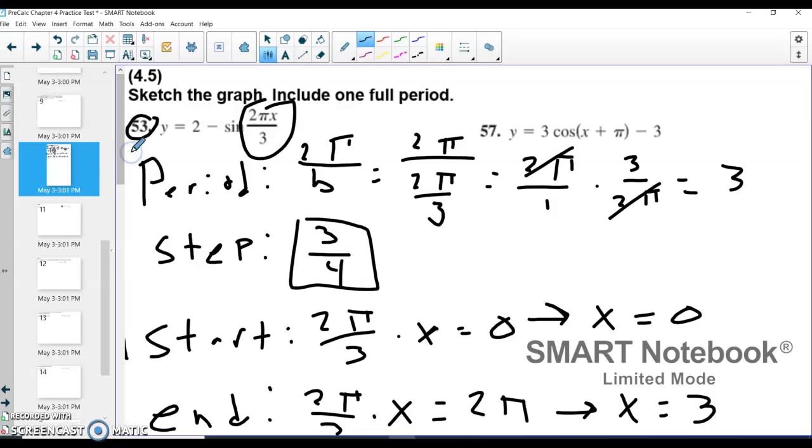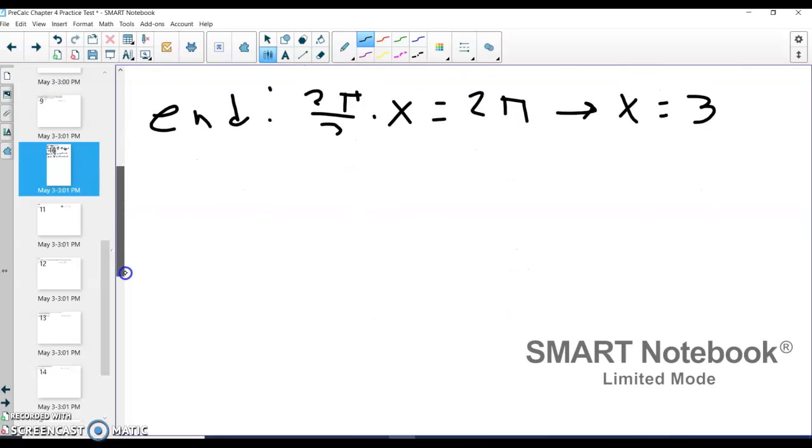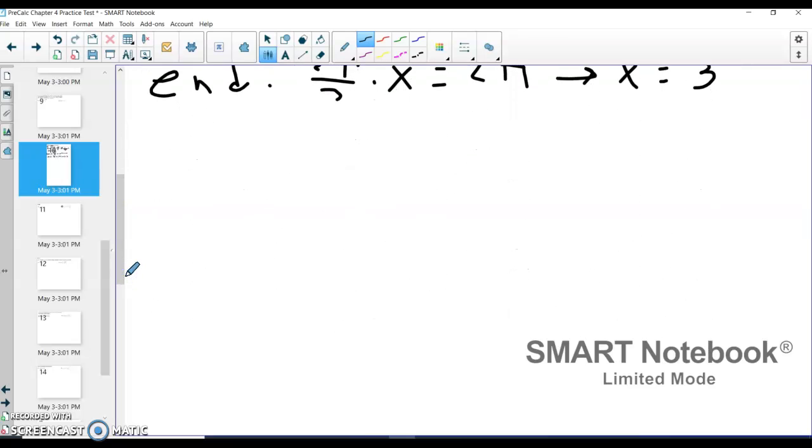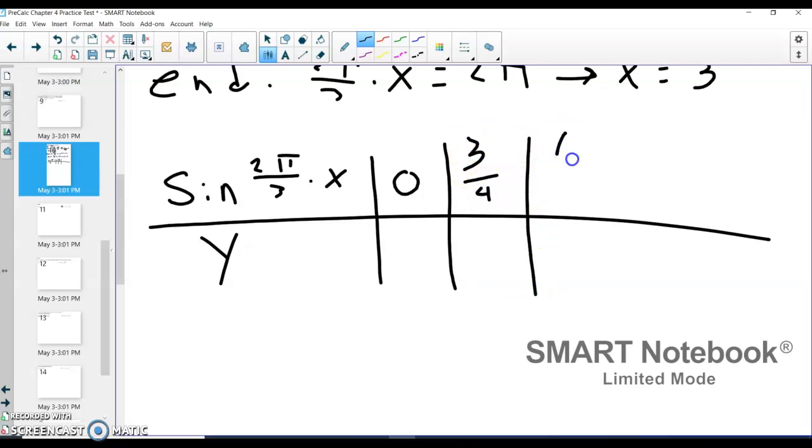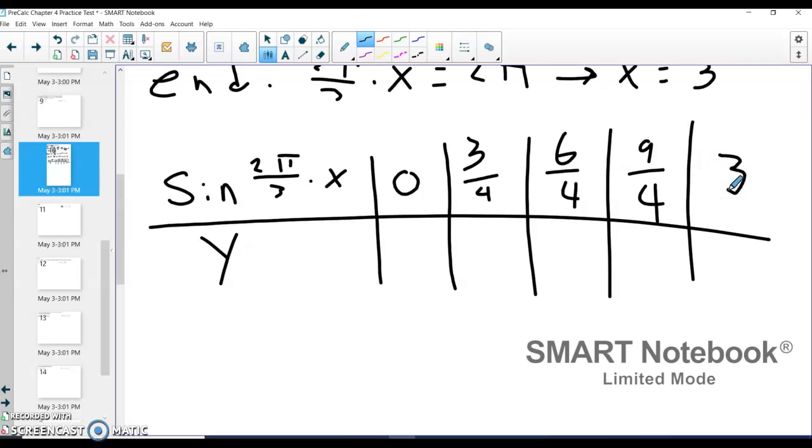The other ones, like amplitude change and a vertical shift up and down, are going to happen when we actually have our table set up. So let's create that table. I'm going to plug in my x values that would go into the function, sine of 2 pi over 3 times x, and then I'll make one for my y values, which will be my outputs. Again, I start at 0, and I'm taking this 3/4 step until I hit 3, so it goes 0, 3 over 4, adding another 3 over 4, that's 6 over 4, adding another, that's 9 over 4, and then I would get 12 over 4, but that's the same thing as 3.